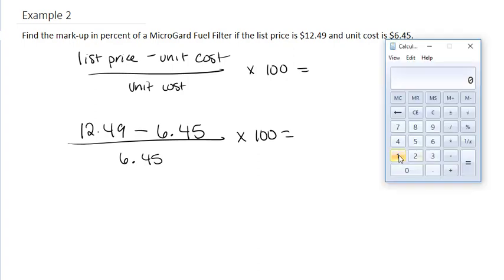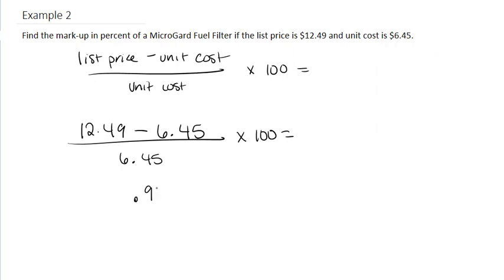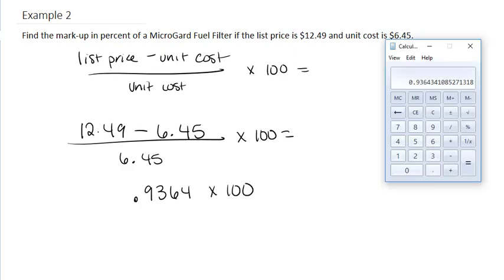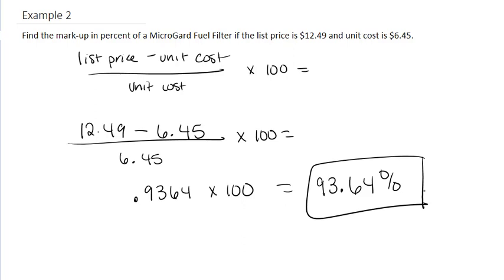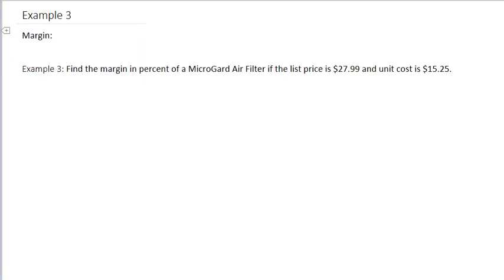Let's get our calculators out. So we'll do a subtraction first, and then we'll divide by 6.45, which then we get 0.9364. Then we multiply by 100, and we get 93.64. And this is our markup in percent. So let's go ahead and look at another example.